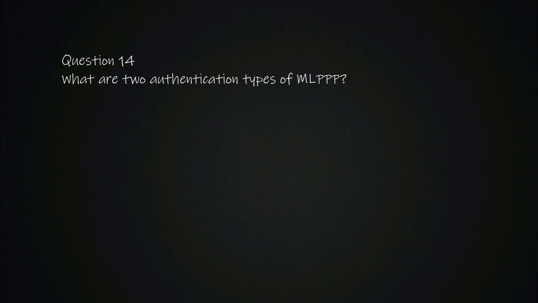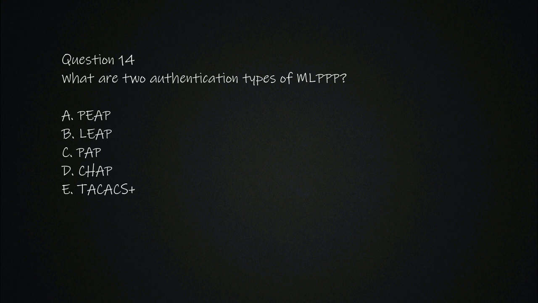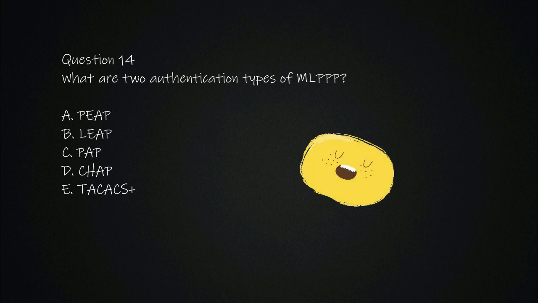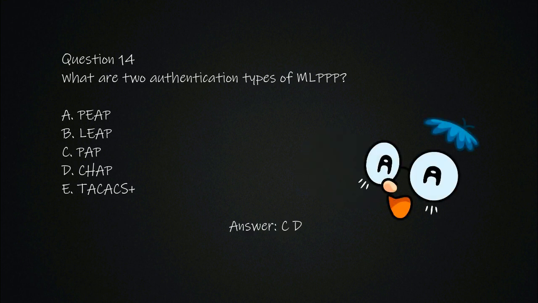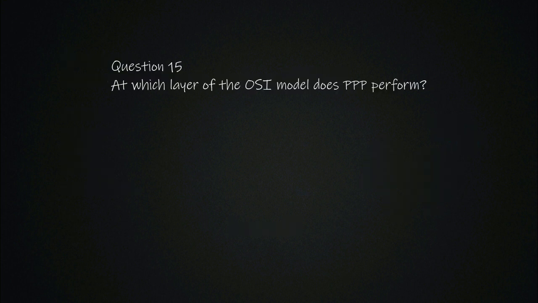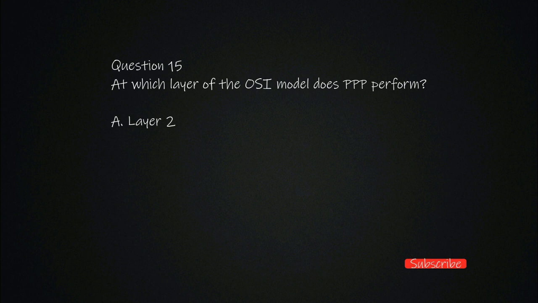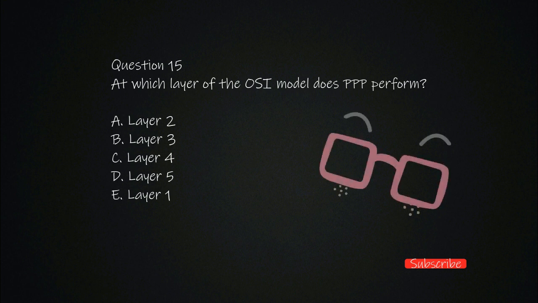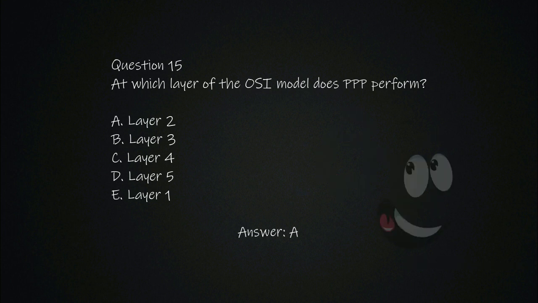Question 14. What are 2 authentication types of MLPPP? A. PEAP. B. LEAP. C. PAP. D. CHAP. E. TACACS Plus. Answer is C, D. Question 15. At which layer of the OSI model does PPP perform? A. Layer 2. B. Layer 3. C. Layer 4. D. Layer 5. E. Layer 1. Answer is A.